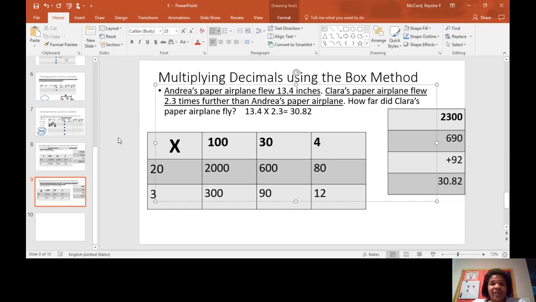Okay, guys, this has been our lesson on multiplying decimals using the box method. If you have any questions, you can send me a message through Dojo, Teams, or Google Classroom.